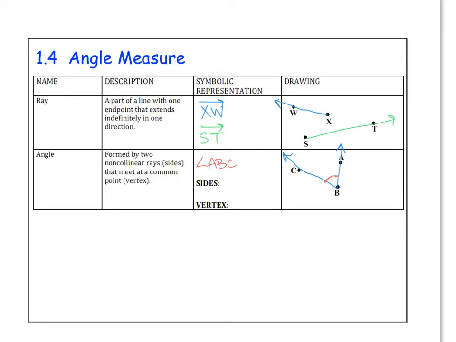Imagine yourself tracing along the angle. So if you were tracing along here, you could start at C or you could start at A, but B would have to be in the middle. B is known as the vertex of the angle. It's like the corner or the point. And so B is the vertex, and the sides of this angle are rays. One of them is ray BA, one of them is ray BC. So we've named the angle, we've named the sides, and we've named the vertex. Remember, a vertex is like a corner of an angle.